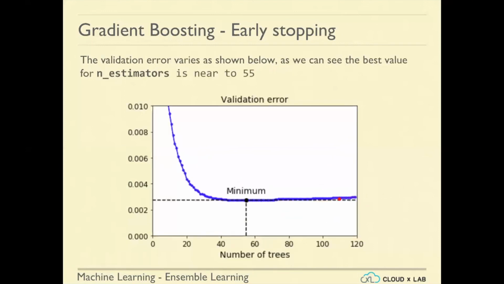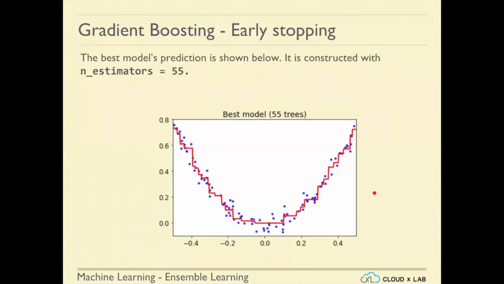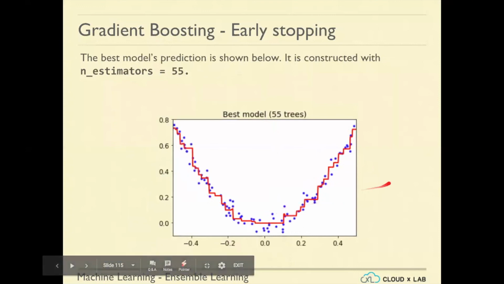This validation error could be because of wrong data, or randomness in the data, or the algorithm not being able to predict it. But most likely, this consistent error is going to be the randomization in the data. The best model's prediction, as shown below, is constructed with 55 trees. So this is an example of a good model.